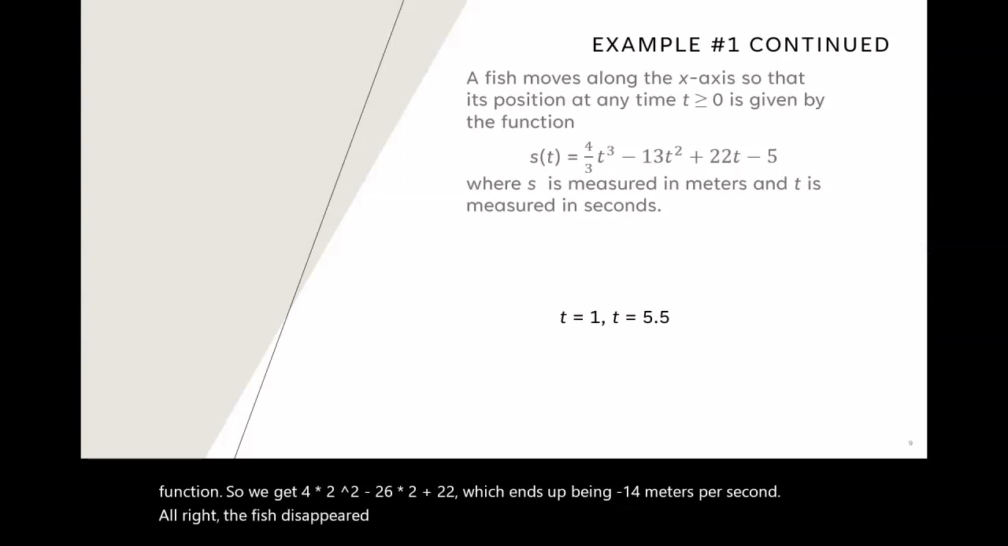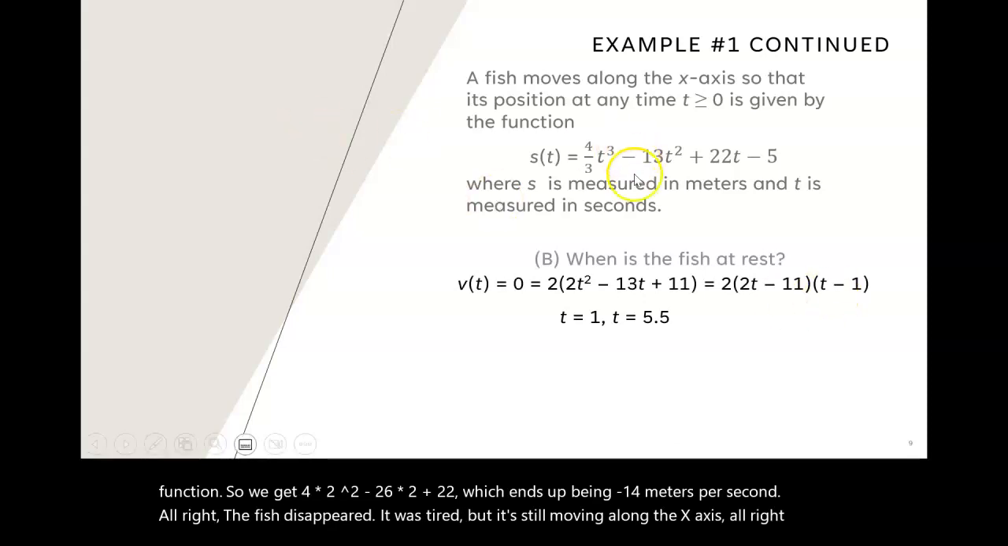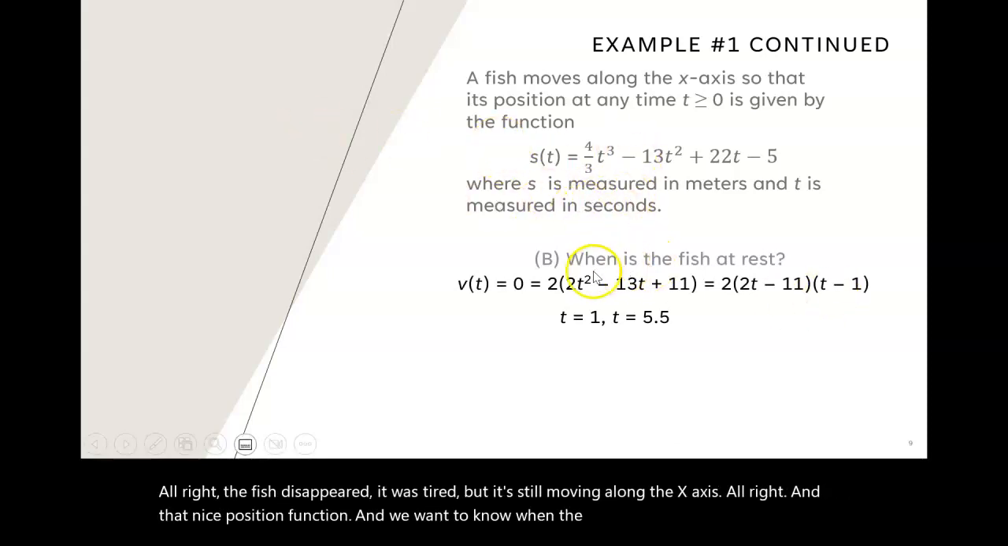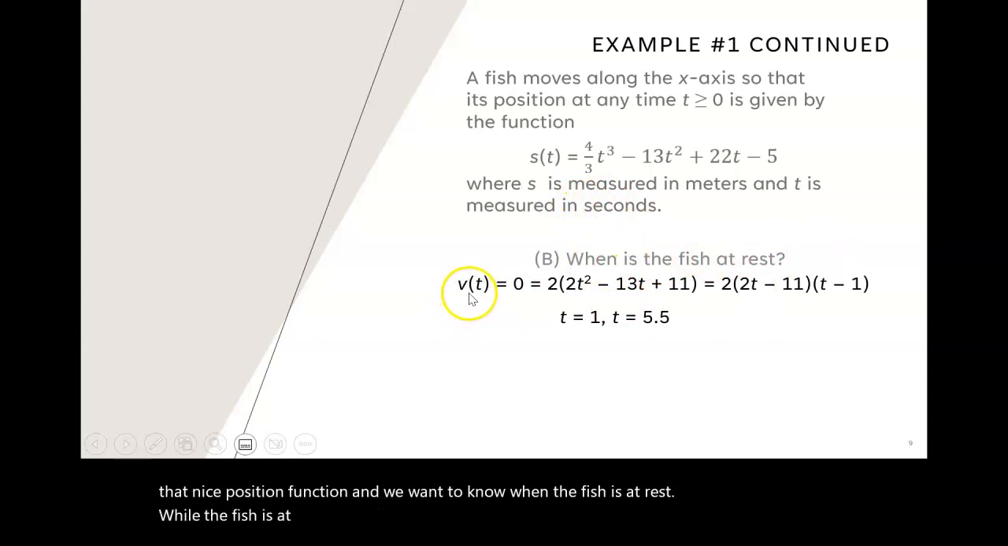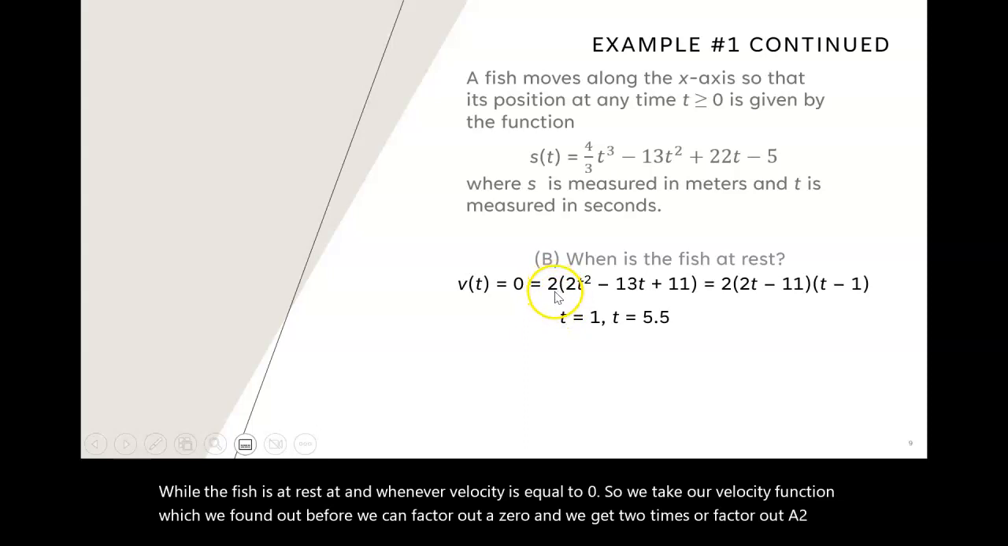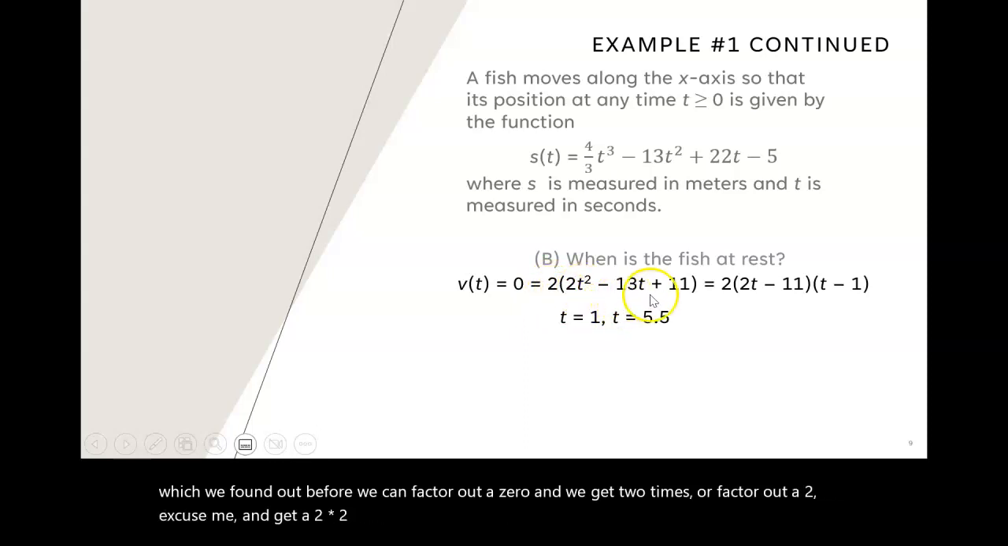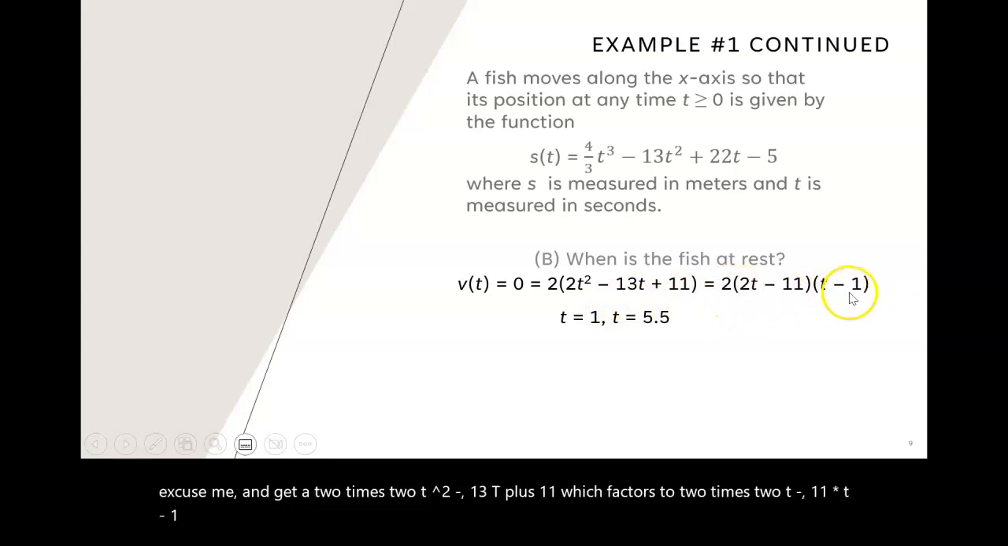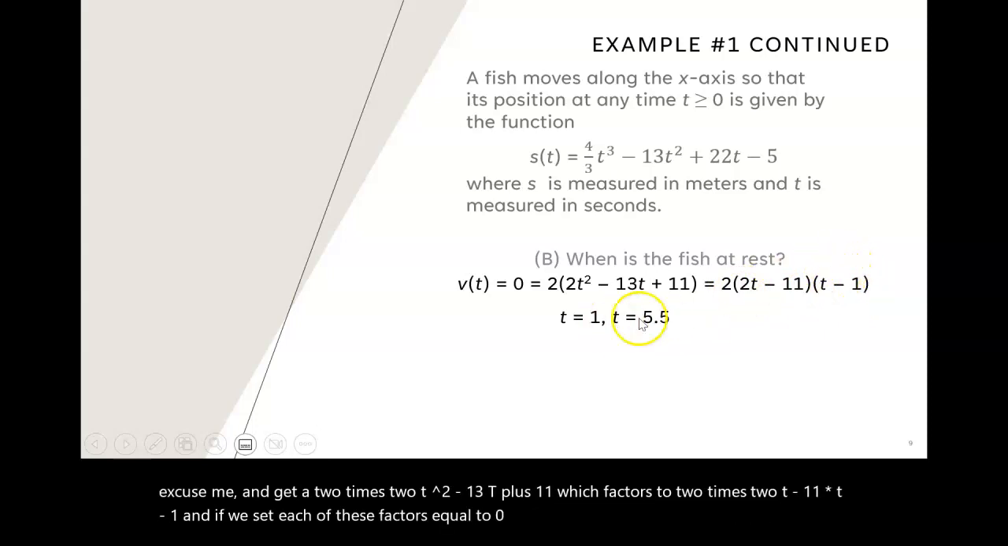All right, the fish disappeared. It was tired. But it's still moving along the x-axis, in that nice position function. And we want to know when the fish is at rest. Well, the fish is at rest whenever velocity is equal to 0. So we take our velocity function, which we found before. We can factor out a 2 and get 2 times 2t squared minus 13t plus 11, which factors to 2 times 2t minus 11 times t minus 1. And if we set each of these factors equal to 0, we get that the fish is at rest at time 1 and at time 5.5.